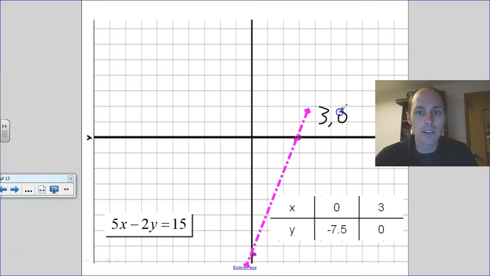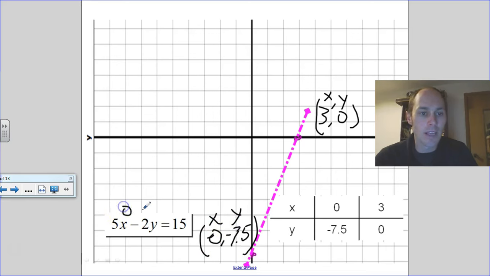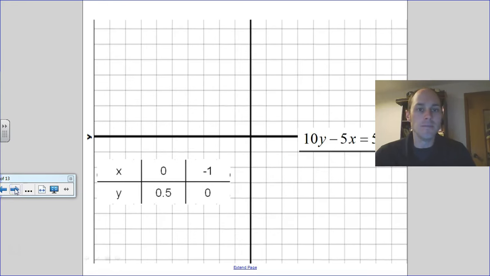y3, 0 with my x and my y coordinate. y 0, negative 7.5. What's the connection between that and my equation over here? 0, negative 7.5 when I plug those in, or 3 for x, 0 for y. Okay.